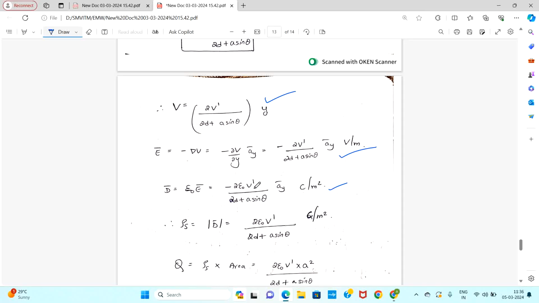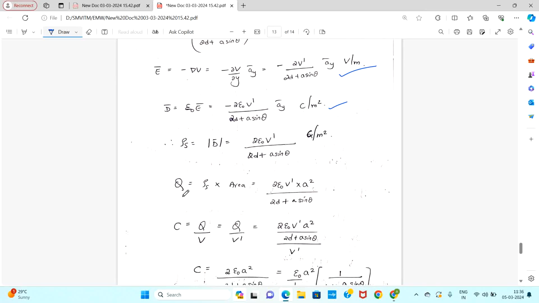Root of square of this. So the negative sign becomes positive, and the square root will get cancelled. You'll get this answer. Okay. And charge will be rho s into area. So rho s is already there; you have calculated it from here.